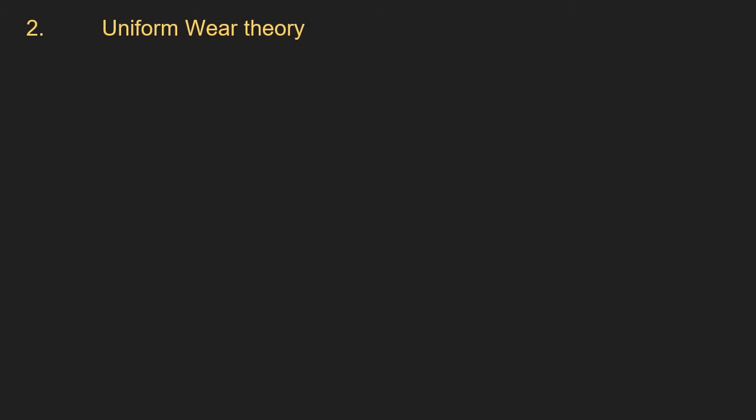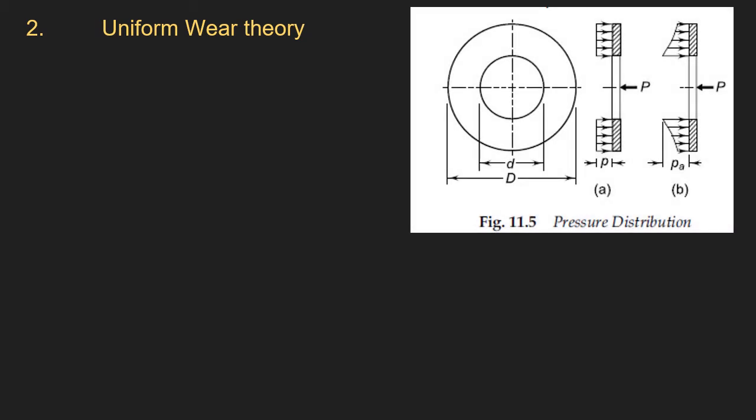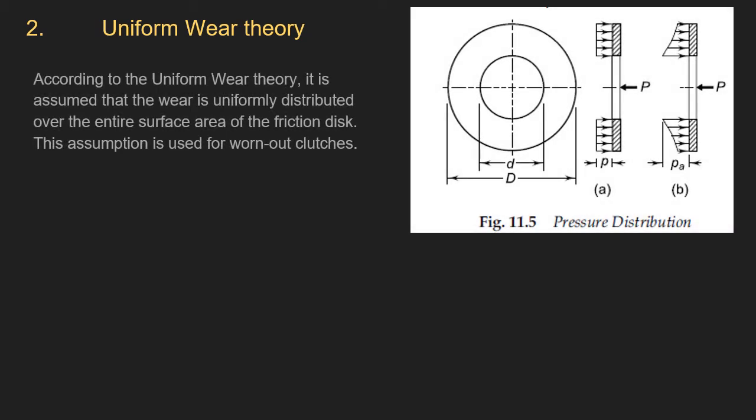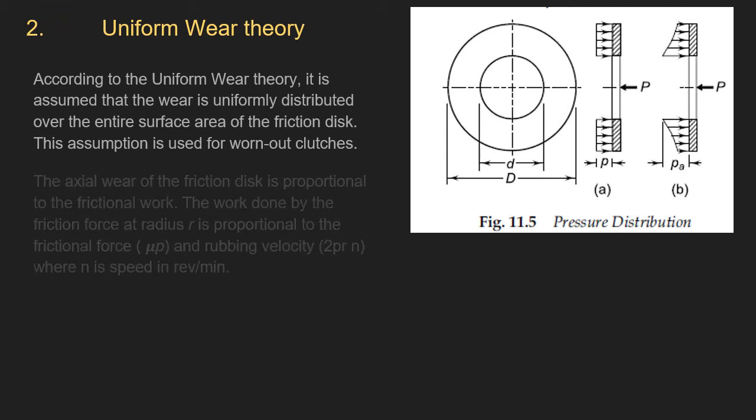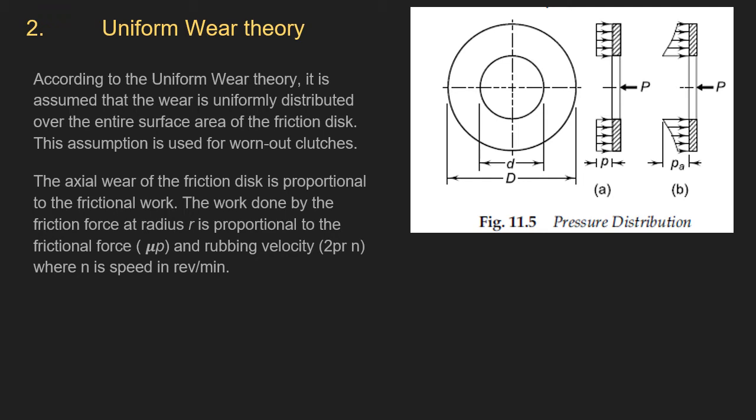All right, now moving on to the second theory of clutch plates, we look at uniform wear theory. According to uniform wear, it is assumed that the wear is uniform across the surface area. Hence we normally use uniform wear theory for clutch plates which are already worn out, unlike uniform pressure, which was for new clutches.